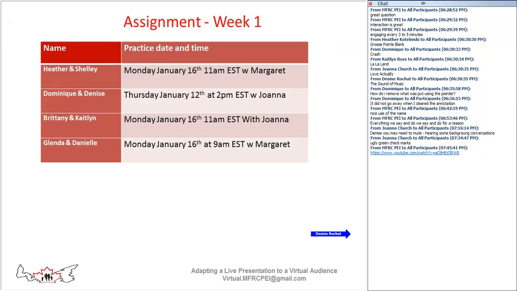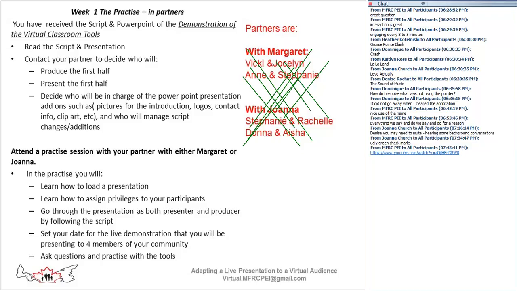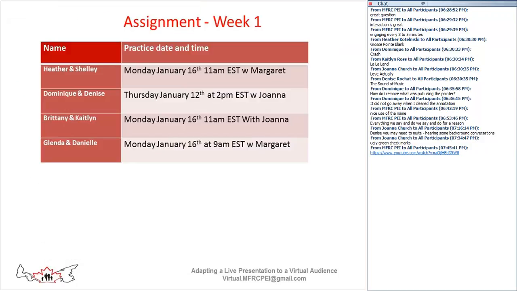All right, sorry. So what I was saying was we're going to take a closer look at the upcoming assignment that you are going to be doing, which is first, practicing the presentation of the 1-hour demonstration of the virtual tools with a partner. So give me a green check or a gray check, depending on which system you're on, if you have received the script and PowerPoint of the demonstration of the virtual classroom tools. It would have looked familiar to you because you took this demonstration with Margaret. All right, excellent. So everybody's seen it.